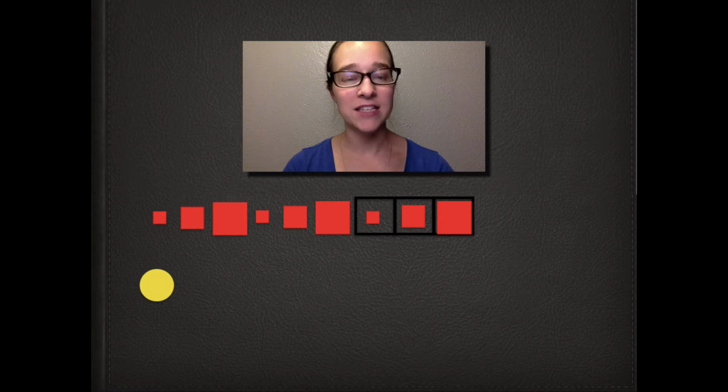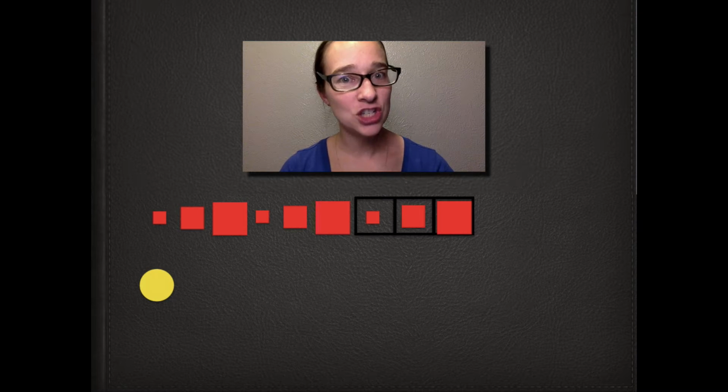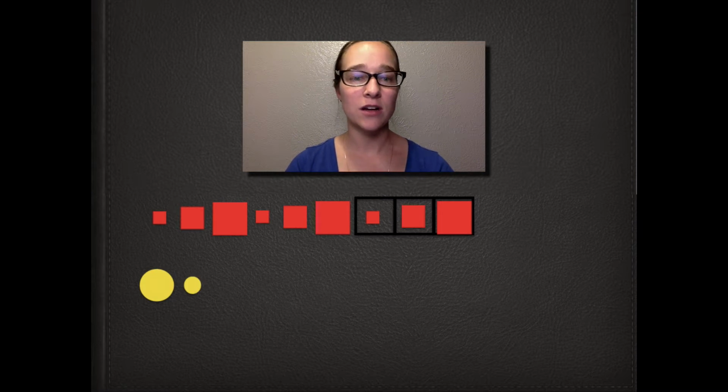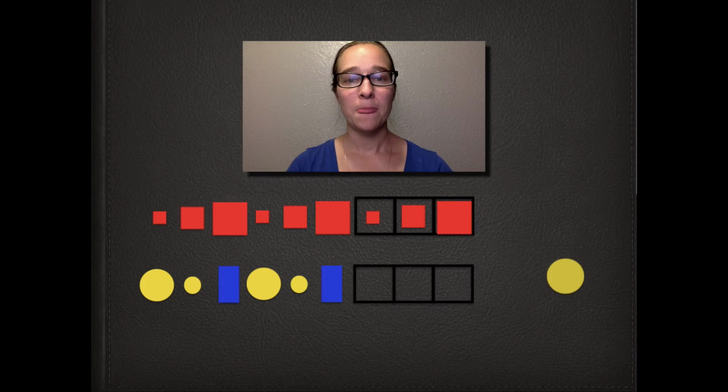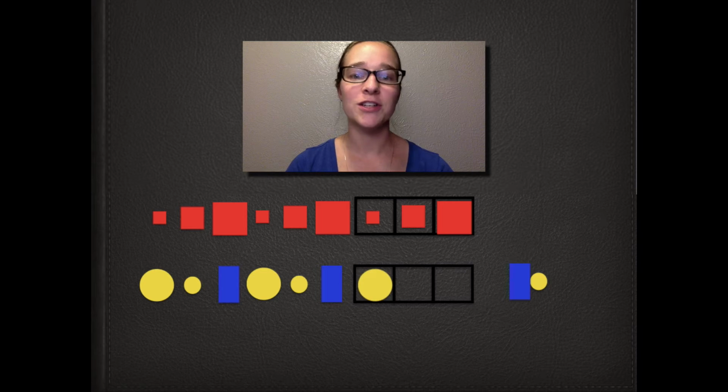And this pattern has colors and sizes and shapes mixed together. So let's take a look. We have a large yellow circle, a small yellow circle, and a rectangle. Large circle, small circle, rectangle. And how are we going to finish it? Large circle, small circle, rectangle.